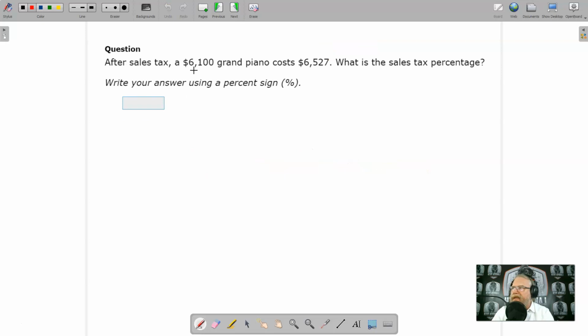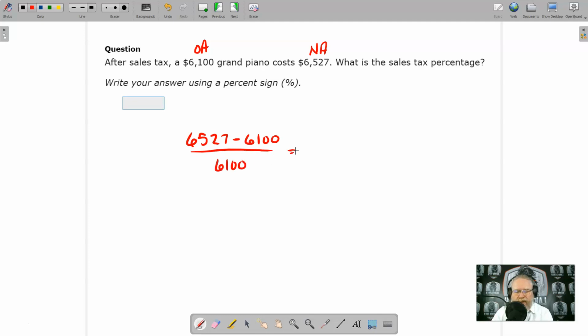After sales tax, a $6,100 grand piano costs $6,527. What is the sales tax percentage? So what percent of the grand piano are we going to pay to where our final cost is going to be $6,527? So this is the original amount, and then this is the new amount here. Well, in order to get a positive number, we're going to have to do 6,527 minus 6,100. And then the original amount is 6,100.